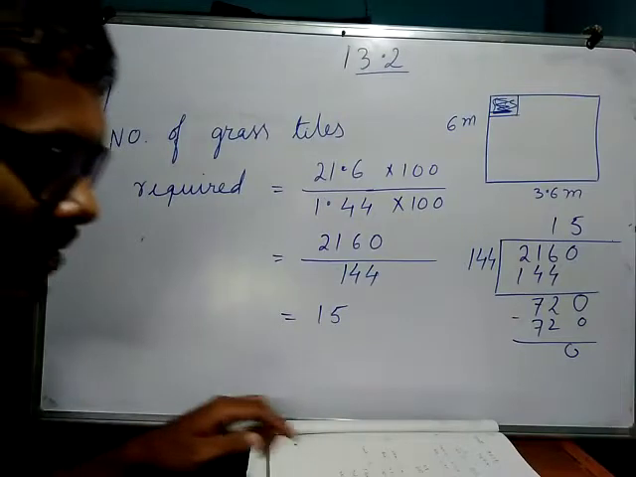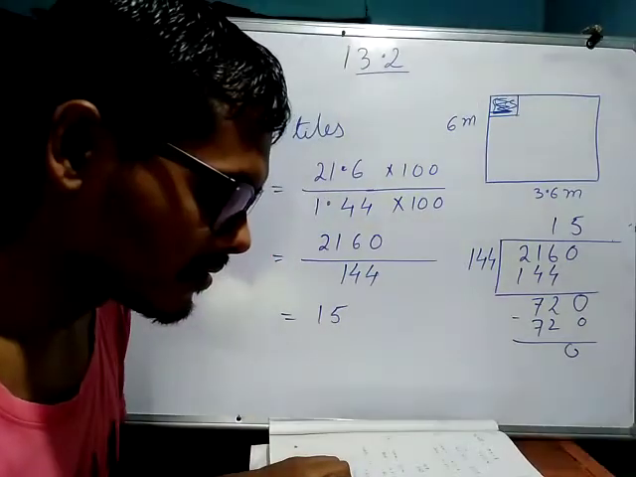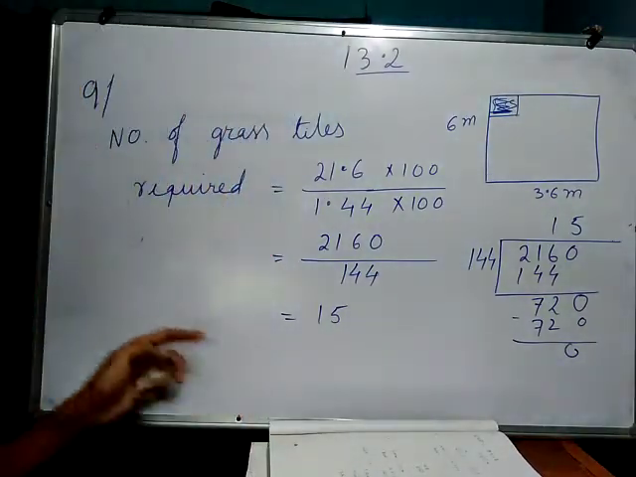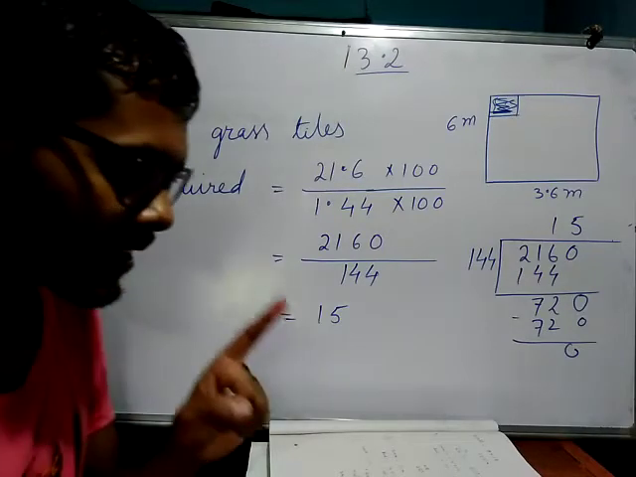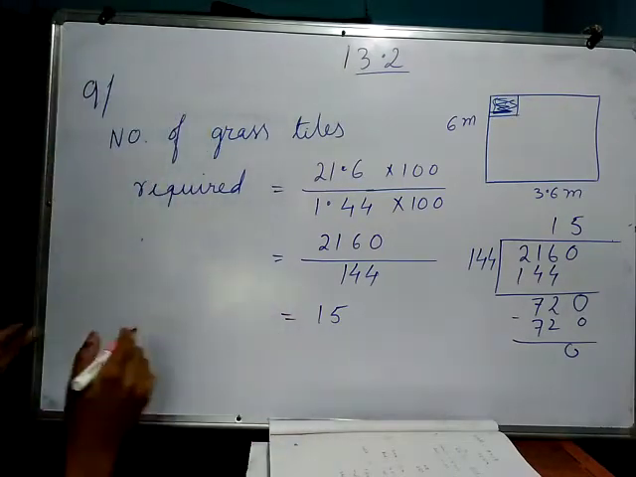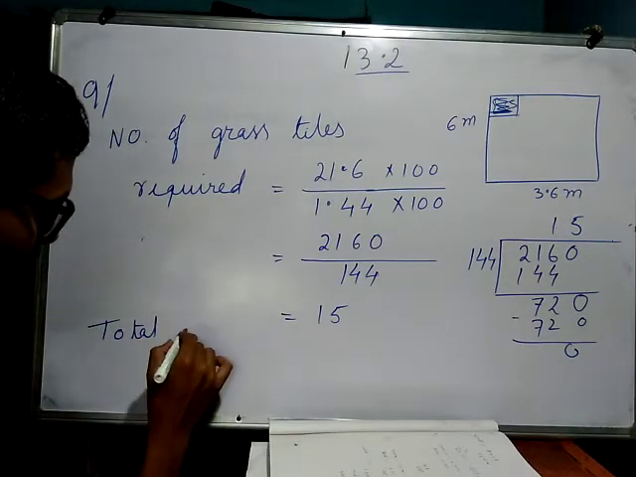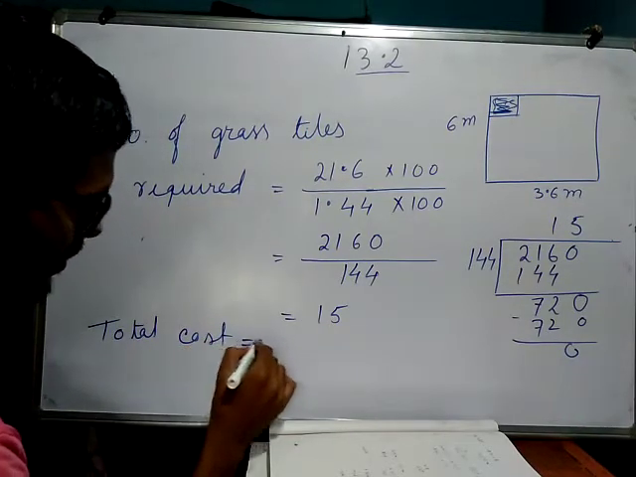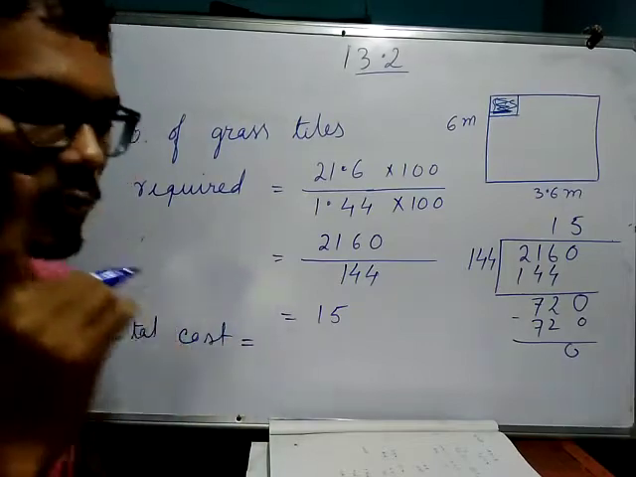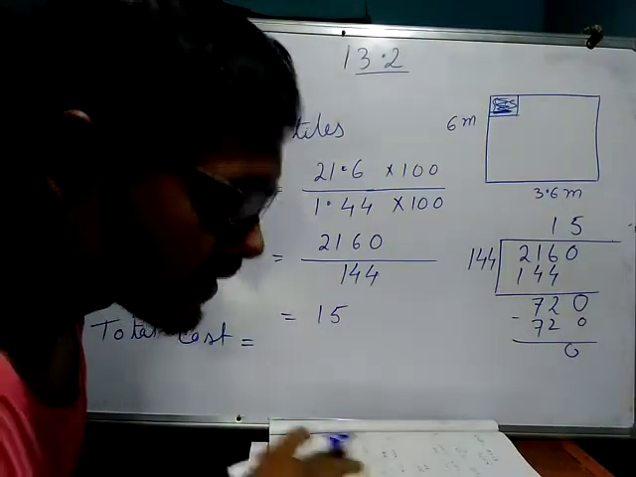So again, find the cost of laying. Now we have to calculate cost. One grass tile costs 18 rupees. So total cost of one grass tile is 18 rupees.